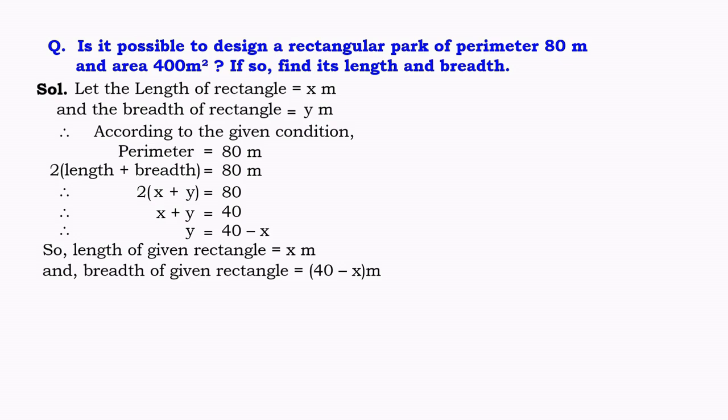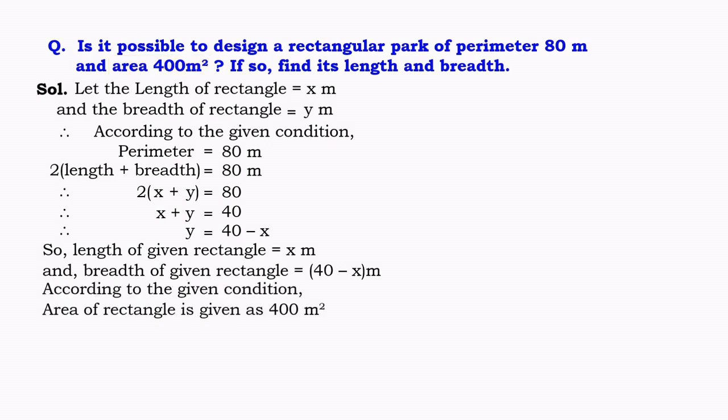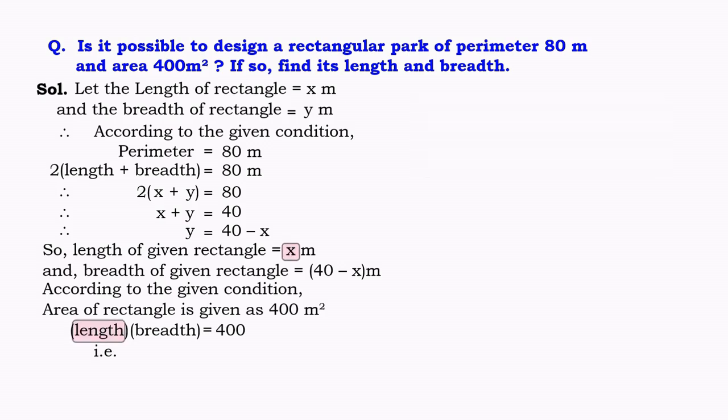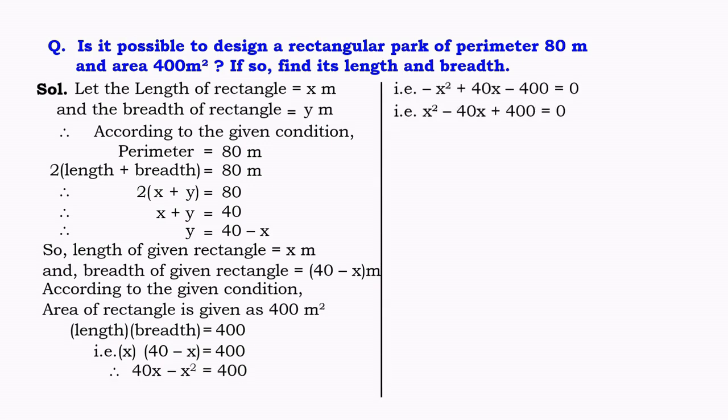We know that area of a rectangle equals length multiplied by breadth. According to the question, the area is 400 square meters. Substituting the values of length and breadth, we get x multiplied by the quantity 40 minus x equals 400. Multiplying the terms, 40x minus x square equals 400. Bringing all terms to one side, x square minus 40x plus 400 equals 0.